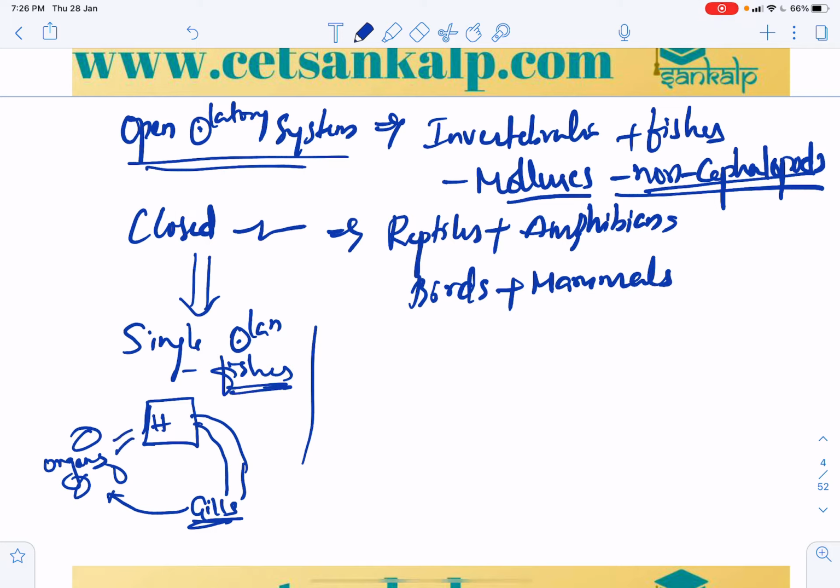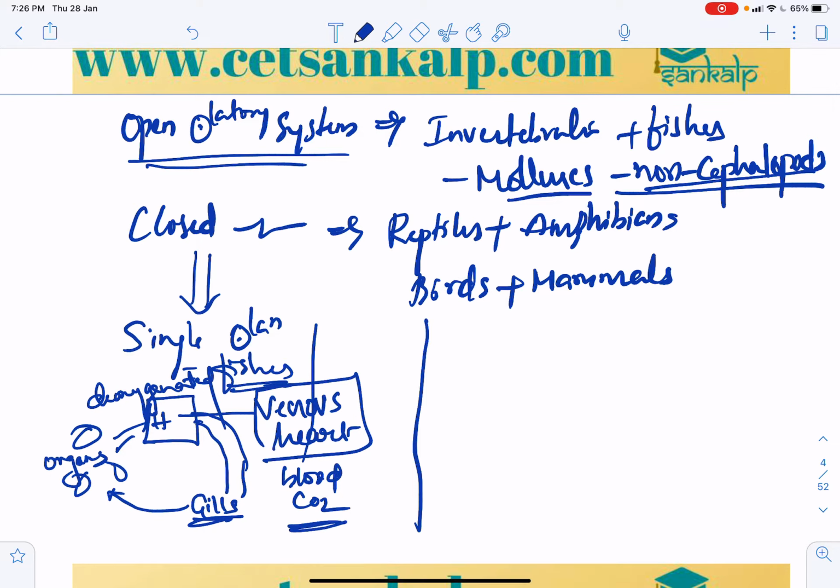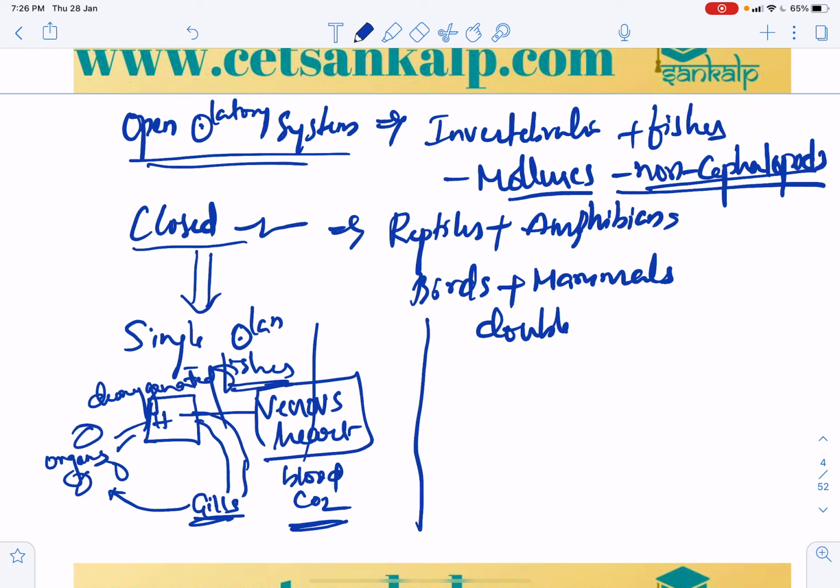The heart always receives deoxygenated blood, hence that heart is called a venous heart. Deoxygenated blood is blood with more carbon dioxide, that is venous blood. And in the closed circulation, we have single circulation and one more, which is double circulation.